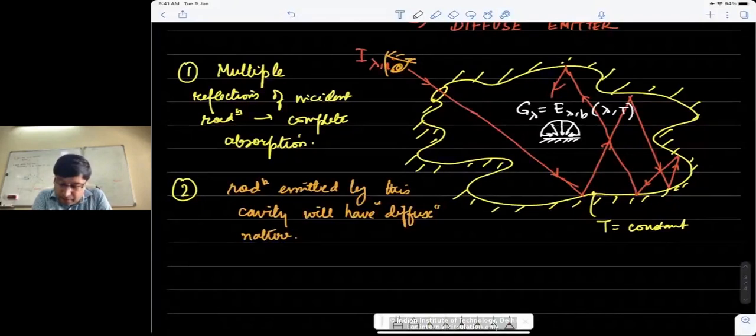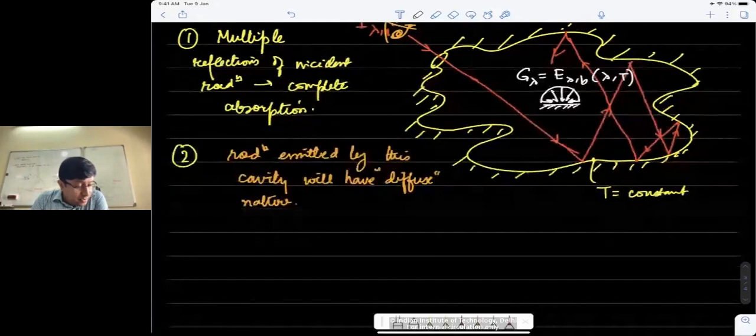So if we take these aspects of a cavity, and again, this is a concept that we will use very commonly for many problems where we will assume that the surroundings, you can imagine you have a surface in a surrounding space, and the surroundings are much larger as compared to the body. So the surroundings are very far away, and so they can be assumed to be diffuse emitters.